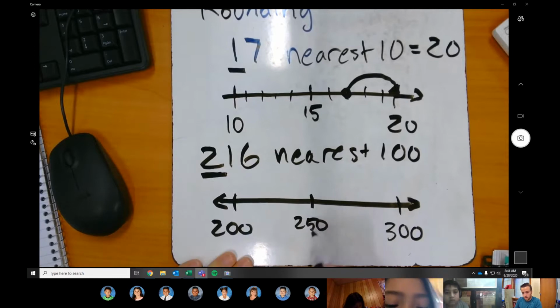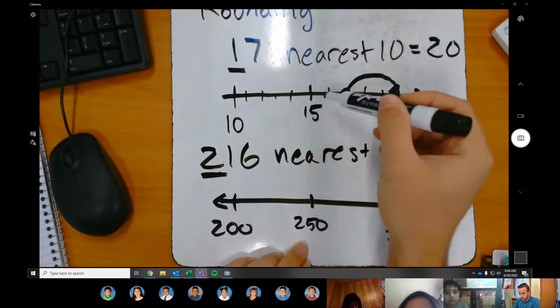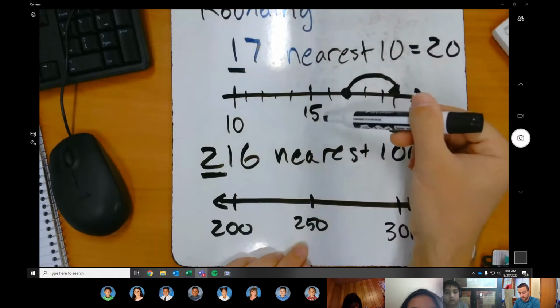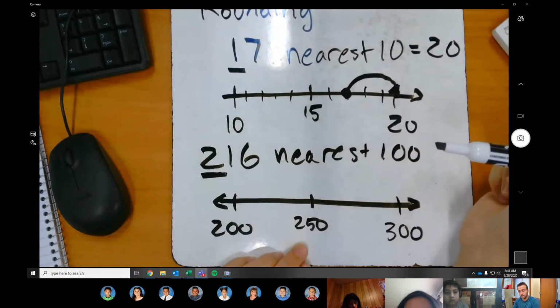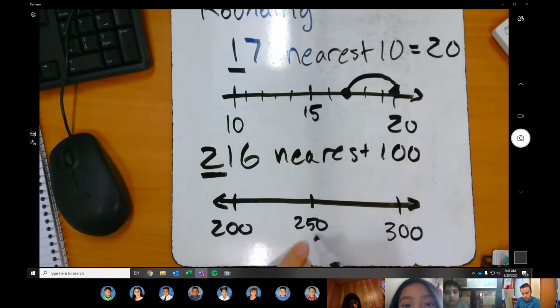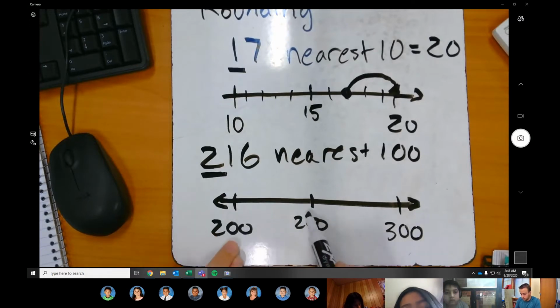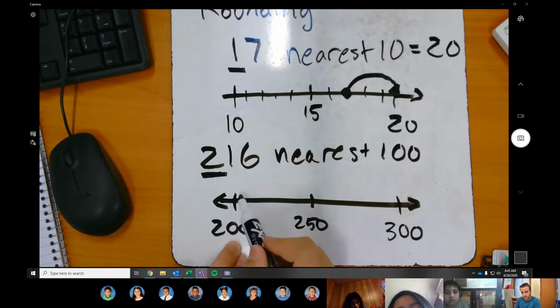And this is our reference point, the point that we're going to use to help us determine if it's going up or down, just like 15, because that was the midway point up here. So if it's at 250 or above, it's going to round to 300. And if it's below 250, between 200 and 249, it'll round down to 200.